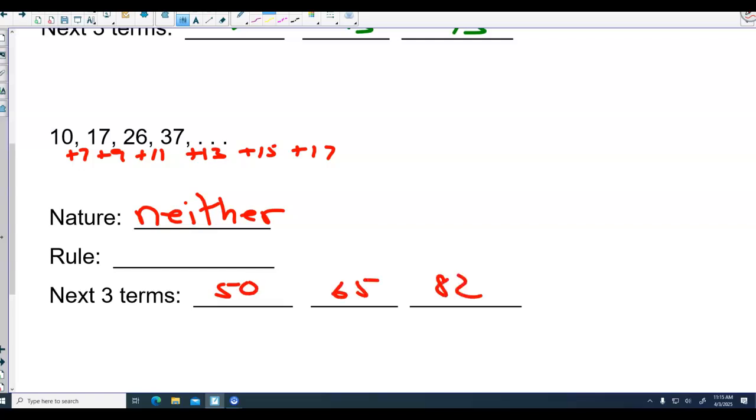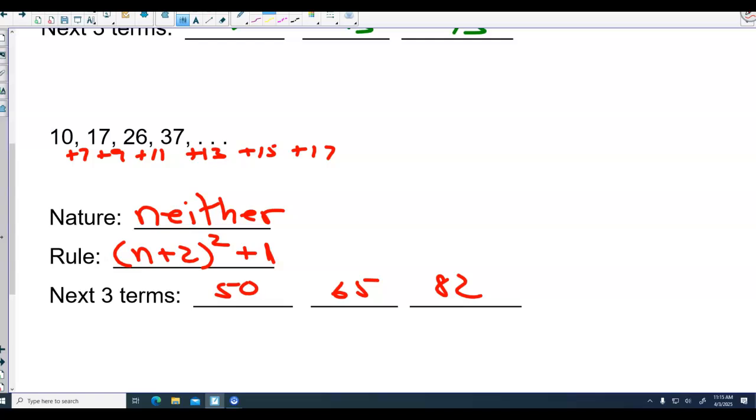And those numbers continue to be 1 more than a perfect square. My rule, n plus 2, gets me to my first perfect square. n plus 2: 1 plus 2 is 3, 3 squared is 9, plus 1 gives me 10.